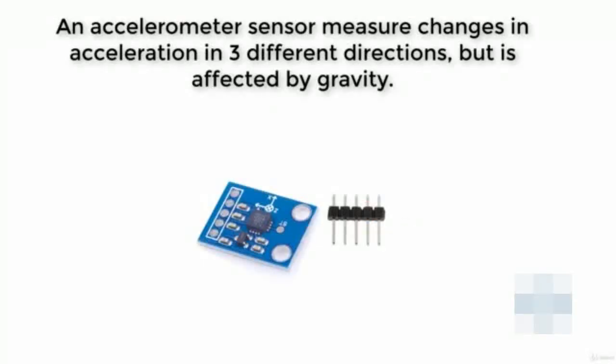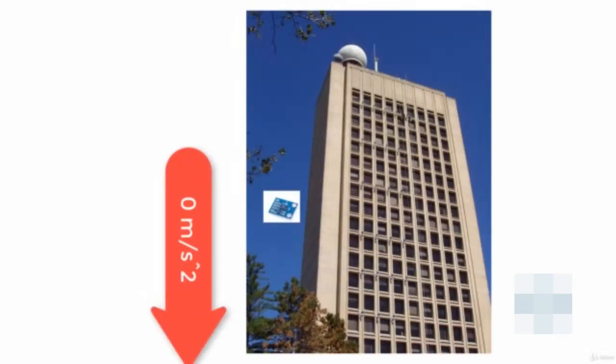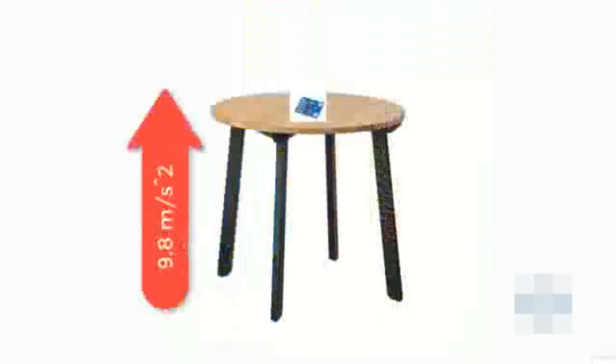An accelerometer sensor measures the changes in acceleration in 3 different directions. It is affected by gravity. The accelerometer sensor is an inertial frame sensor. This means that when a device is in free fall, the acceleration is 0 meter per second square in the falling direction. And when a device is laying flat on a table, the acceleration in the upward direction will be equal to the Earth's gravity, that is 9.8 meter per second square, as it is measuring the force of the table pushing the device upwards.